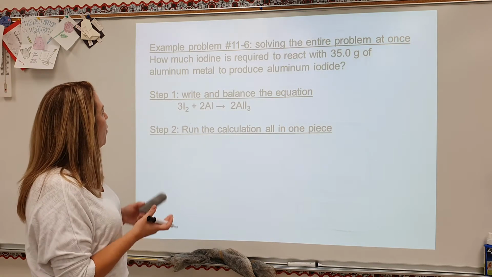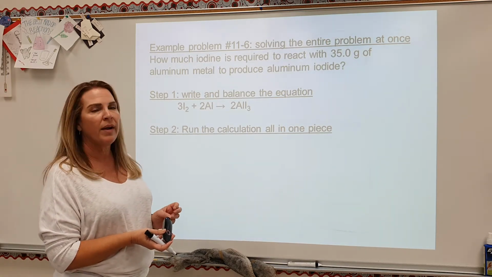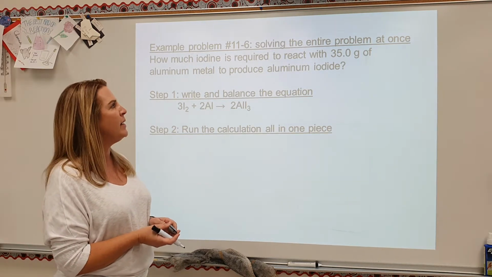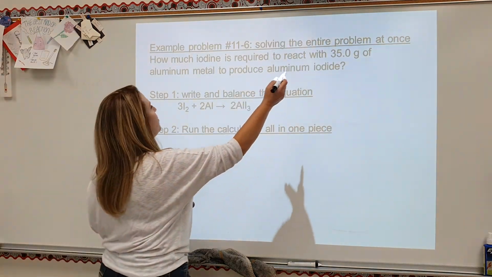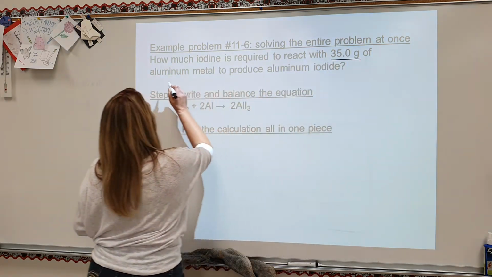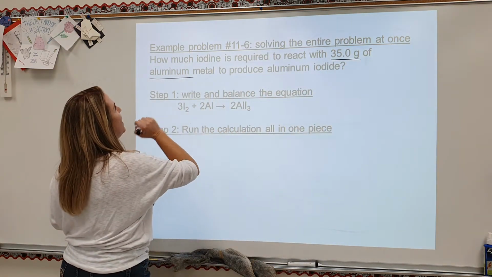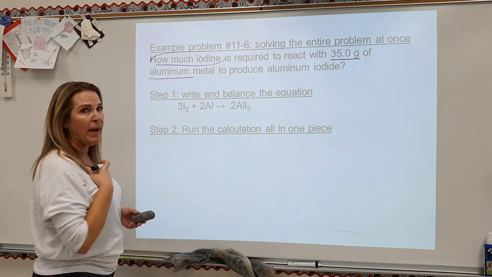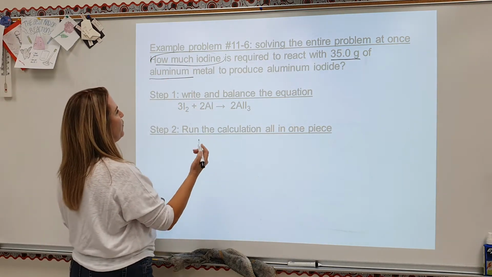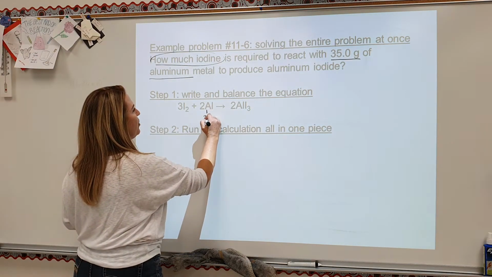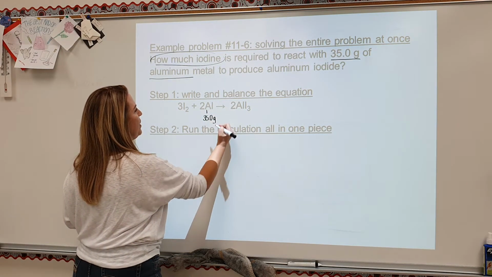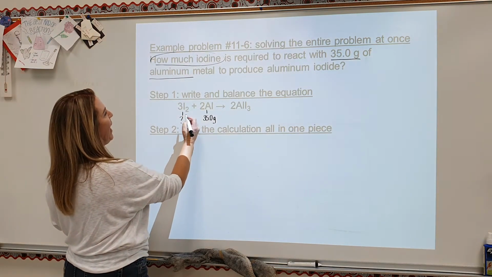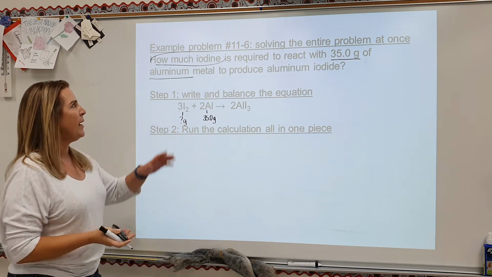All right, so reading the problem, how much iodine is required to react with 35 grams of aluminum metal to produce aluminum iodide? You want to think about what it is we've been given, so 35 grams of aluminum, and what it is we're looking for, how much iodine. My recommendation is to extract that information. So I've been given 35 grams of aluminum, and I am looking for, I'm going to put a little question mark underneath this, how many grams of iodine.